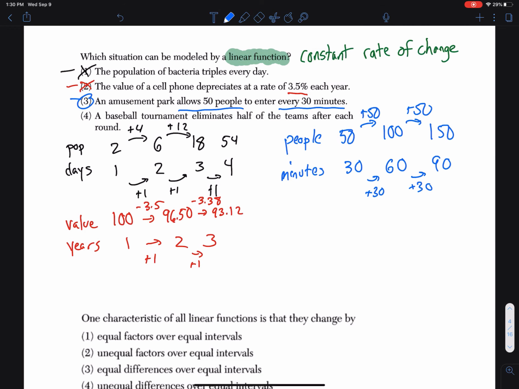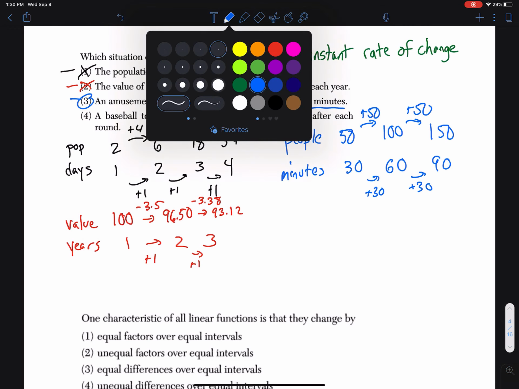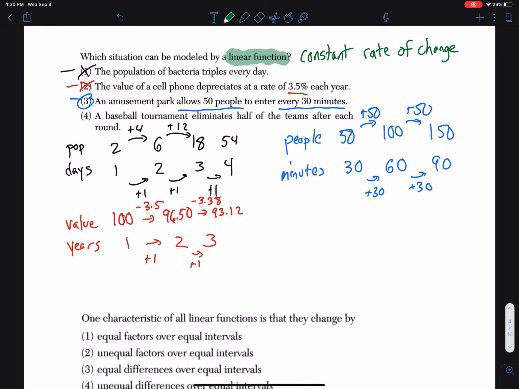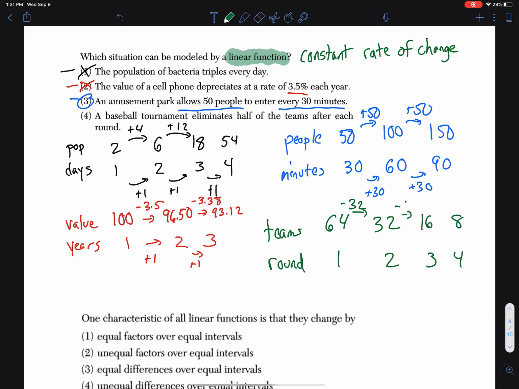Real quick, just to check choice 4 to make sure that one's incorrect. A baseball team eliminates half the teams each round. So if we did round here and teams here, as the rounds go up, think about the NCAA tournament. The basketball tournament starts with 64, then it halves again. So although it's dividing by 2, the differences are subtracting 32, then you're subtracting 16, then you're subtracting 8 teams, while the x's only go up by 1 each time, so the rate of change is not constant there.